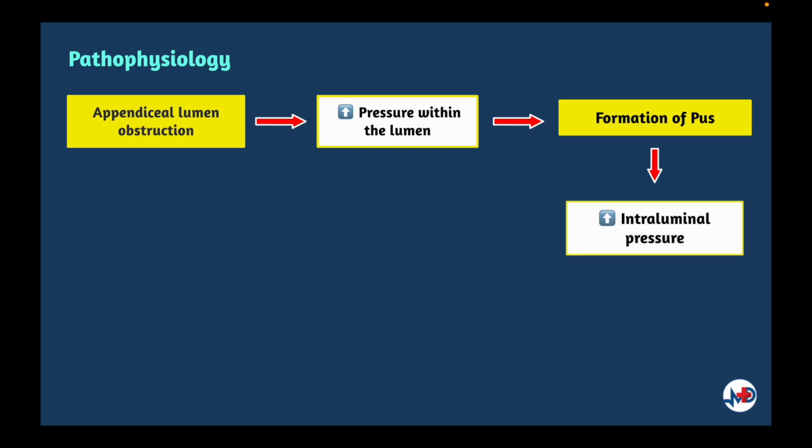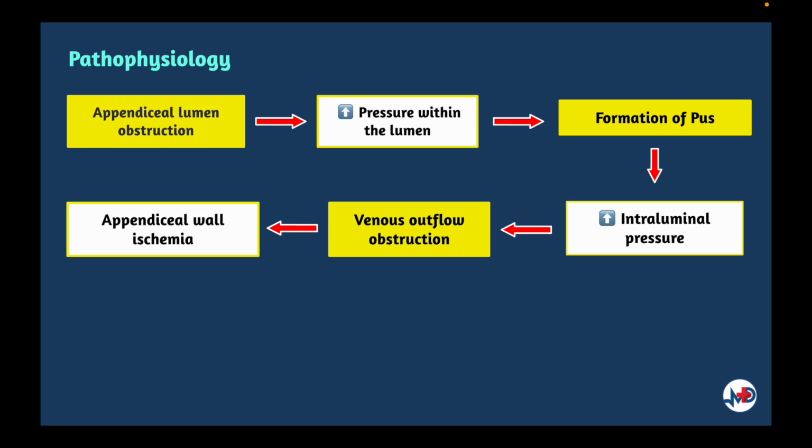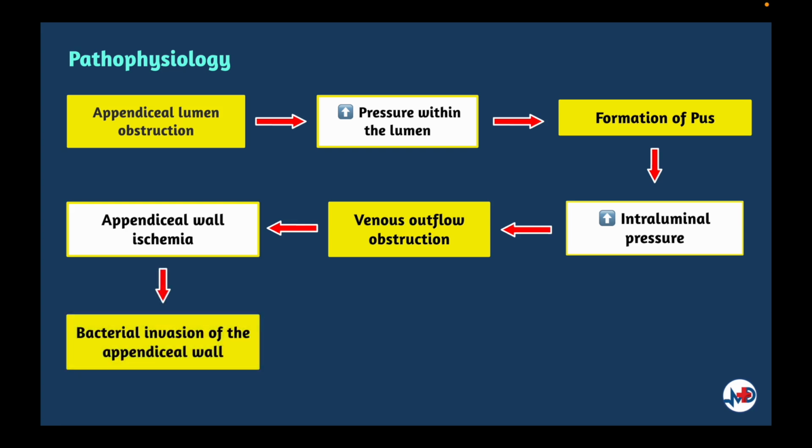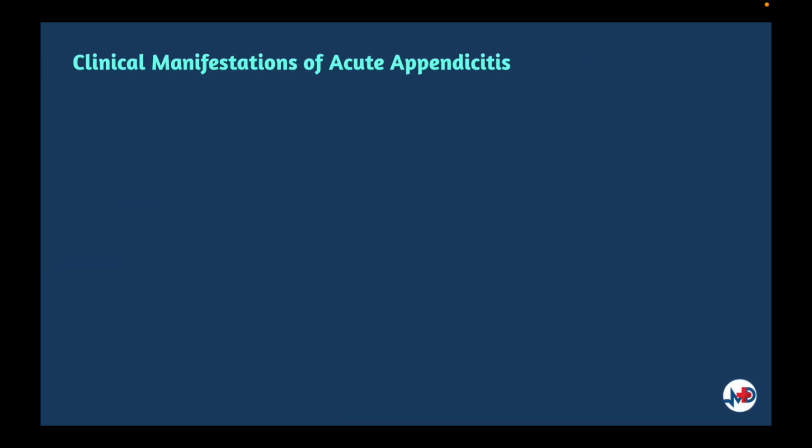If this pressure goes on, the intraluminal pressure rises, finally leading to venous outflow obstruction, and this then causes appendiceal wall ischemia, resulting in loss of epithelial strength and allowing bacterial invasion of the appendiceal wall. This infection can progress, leading to perforation, gangrene, periappendicular abscess, or peritonitis. Now let's look at the clinical manifestations of acute appendicitis.